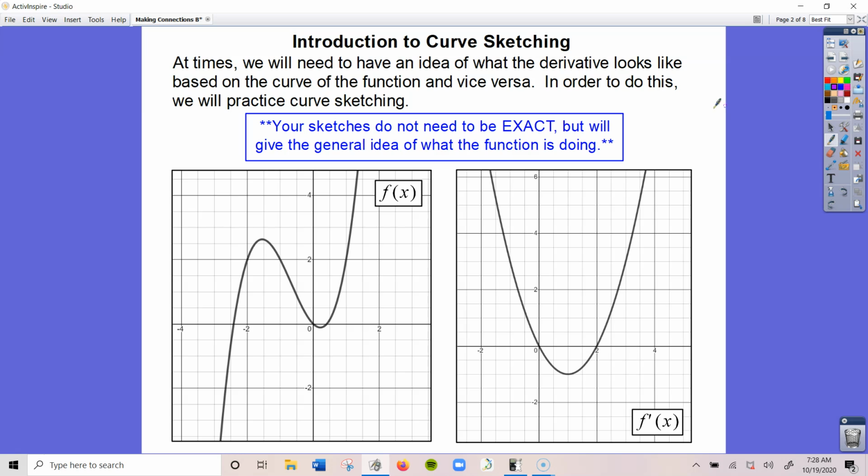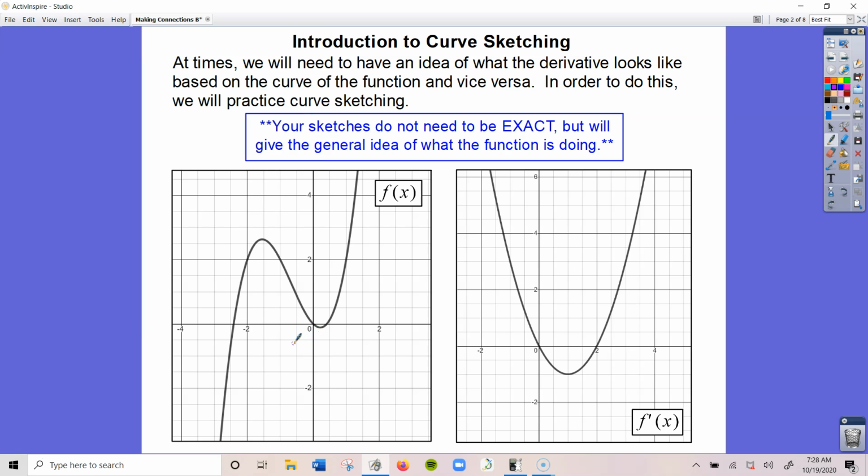So now, just so you know, sometimes we may need to visualize what the function and the derivative look like in order to answer our questions. So this is an introduction to what's called curve sketching, which is not exactly a precise visual of your graph, but it's more or less an idea of what our function or what the derivative is doing. So here on this first graph on the left, we have the graph of f of x.